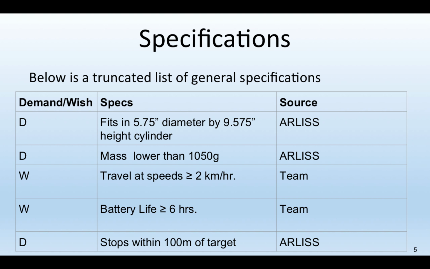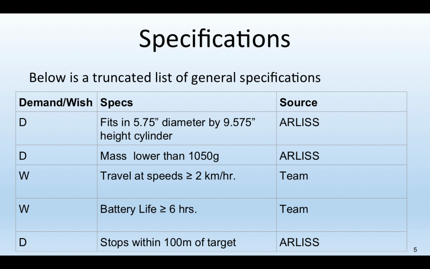The first two specifications are demands, and the first one is to fit in size of 5.75 inch diameter by 9.575 inch height cylinder, and that comes straight from ALLIS. That is a demand of the competition that our device must fit inside of. It also must have a mass lower than 1,050 grams, which also comes from ALLIS and is a demand of the competition as well.